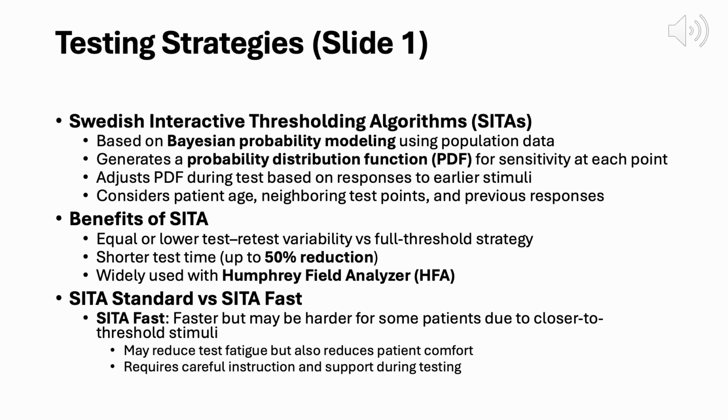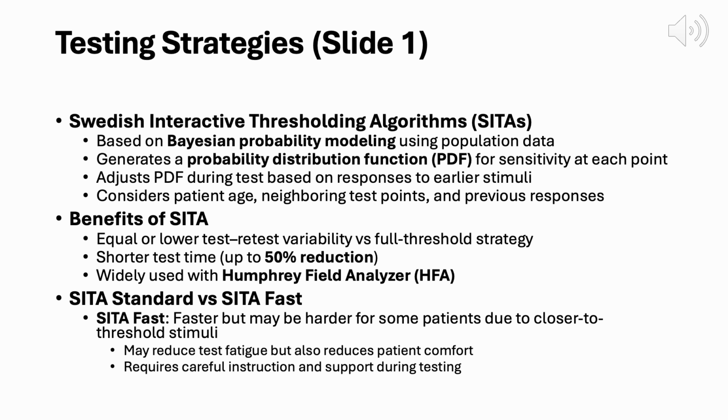SITAs are based on Bayesian probability modeling, which uses population-derived data to estimate sensitivity at each test location. The algorithm creates a probability distribution function, PDF, for how sensitive a point is likely to be. As the patient responds to stimuli, the PDF is adjusted dynamically. It also factors in things like the patient's age, neighboring test point results, and prior responses.